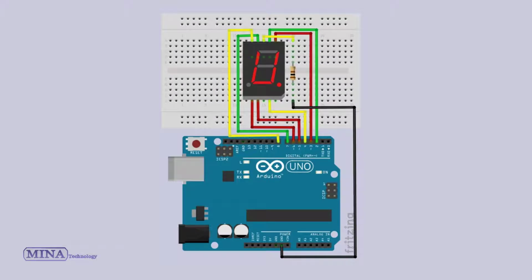The circuit schematic is very simple. Here the common cathode 7-segment display is connected to Arduino pins 2, 3, 4, 5, 6, 7 and 8. Here we have used a 100 ohm resistor which limits the bar graph LED forward current.